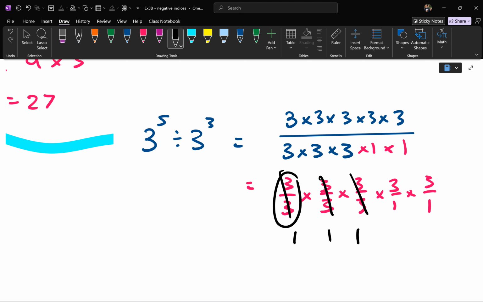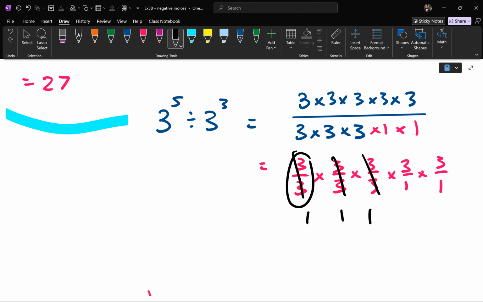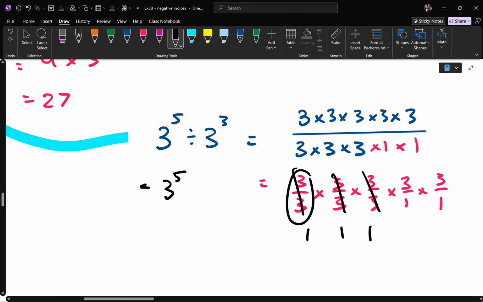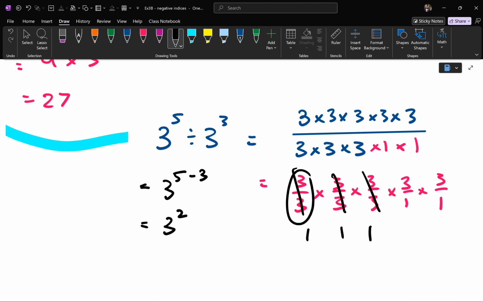Which is why we end up saying, well, I had 5 on the top divided by 3 on the bottom. Naturally, 5 will lose 3 because they will end up just being 1, 1, 1. So 5 take away 3 gives me 2 left on the top. This is why we say, when we write it out, 5 on the numerator minus 3 in the denominator gives me 2 left in the numerator.